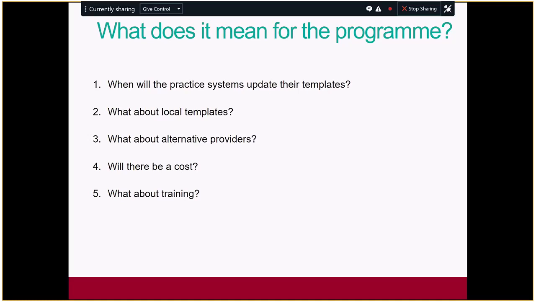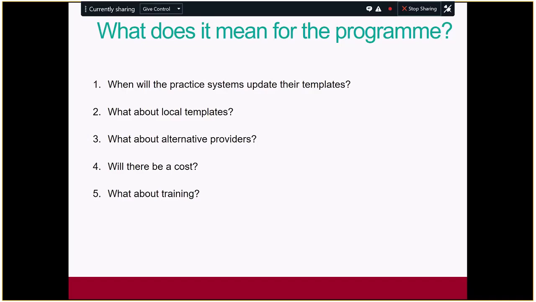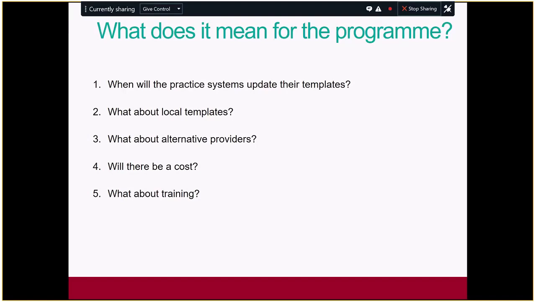So the first question, and I think this one varies depending on which system it is. We're also compromised by the extra switchover, trying to approach the other systems and find out what they're going to be doing about it.